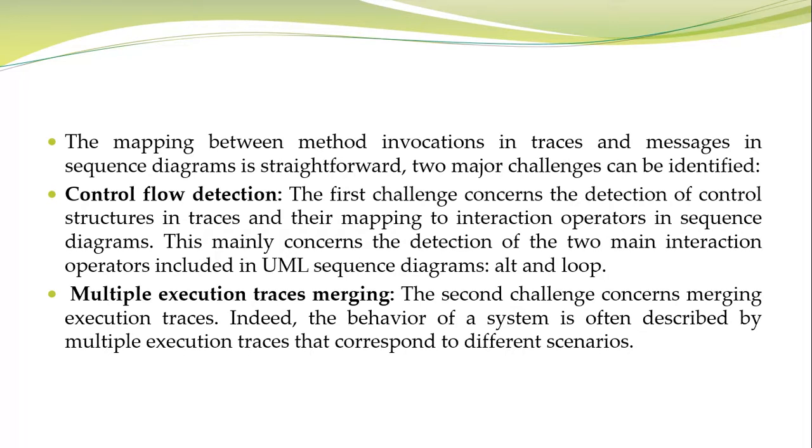Two major challenges can be identified from the diagram. First is control flow detection. The first challenge concerns the detection of control structures in traces and their mapping to interaction operators in sequence diagrams. This mainly concerns the detection of the two main interaction operators included in UML sequence diagrams, alt and loop.